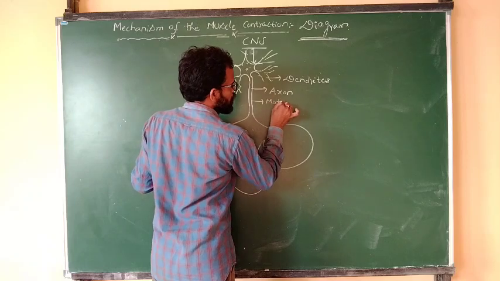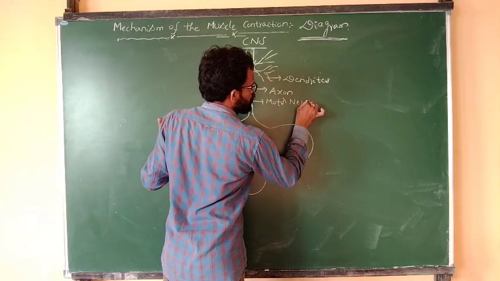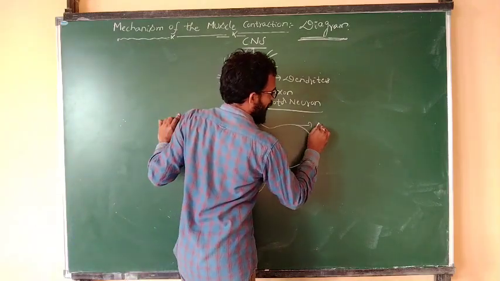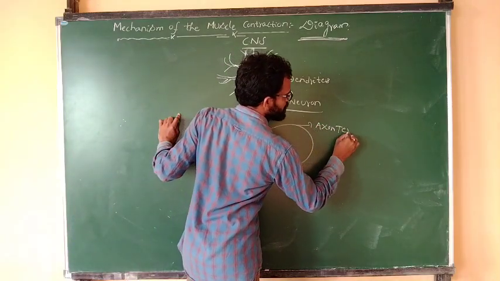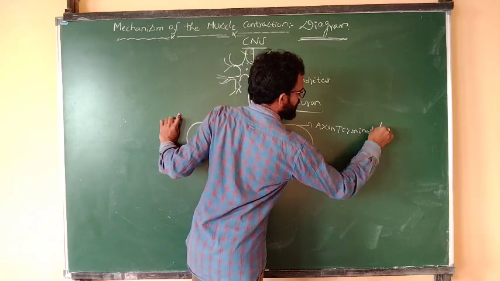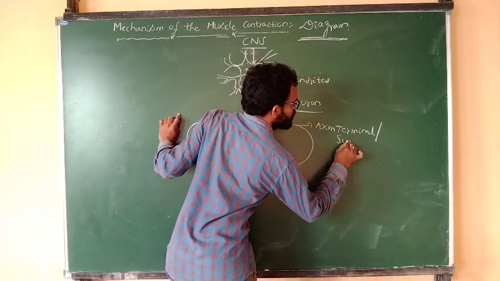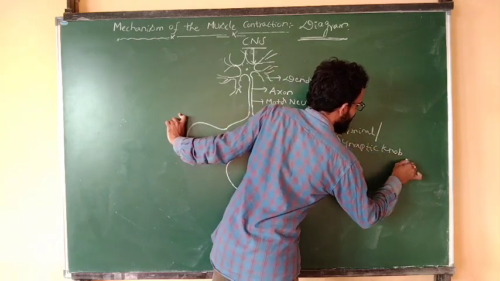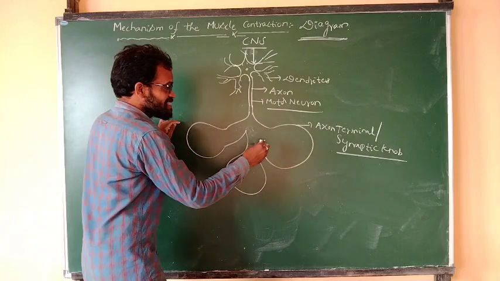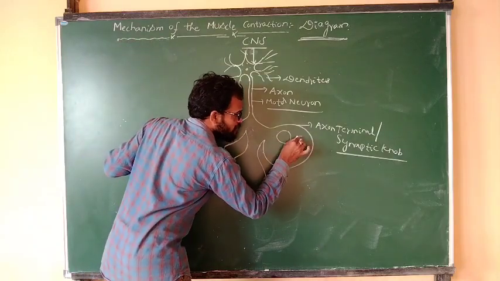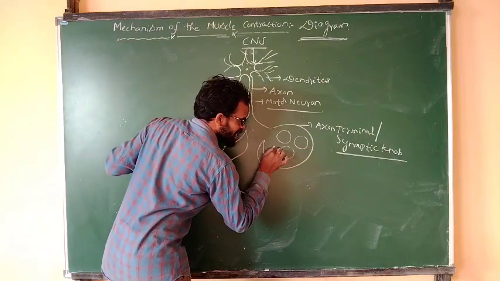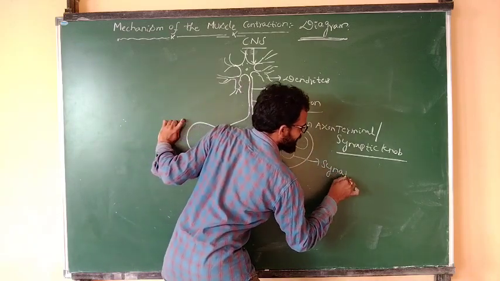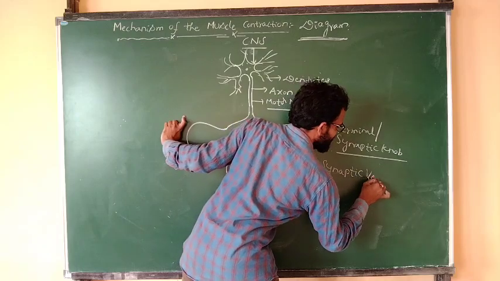The motor neuron is nothing but the axon terminal. This axon terminal is also known as a synaptic knob. This synaptic knob consists of synaptic vesicles.